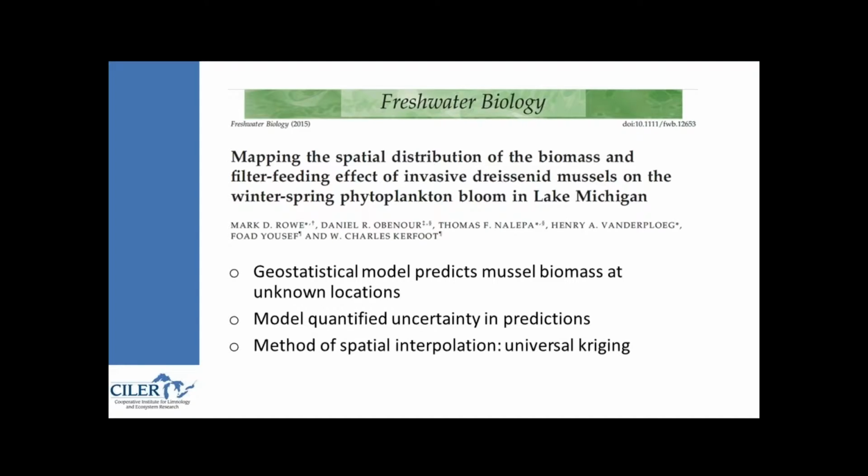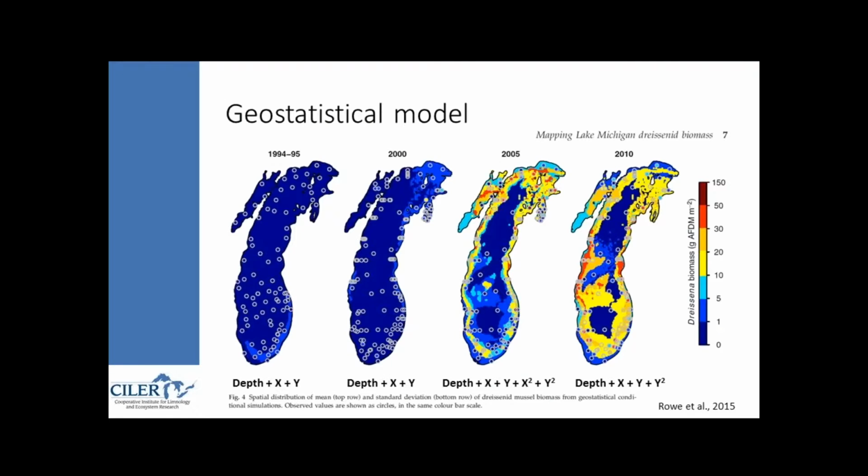Well, one of my advisors, Mark Rowe, and a few of his colleagues here at GLERL had a paper published in Freshwater Biology last year that looked at the spatial distribution of mussels and their filter feeding effect on the winter-spring phytoplankton bloom in Lake Michigan. What was really cool about this paper is it included a geostatistical model that predicted mussel biomass at unknown locations, and it was able to quantify uncertainty in those predictions. And this method of spatial interpolation is called universal kriging.